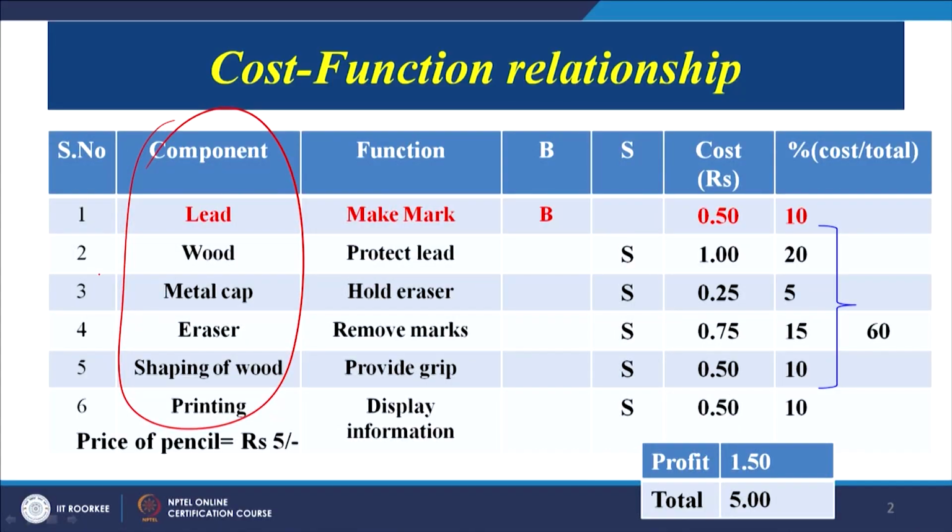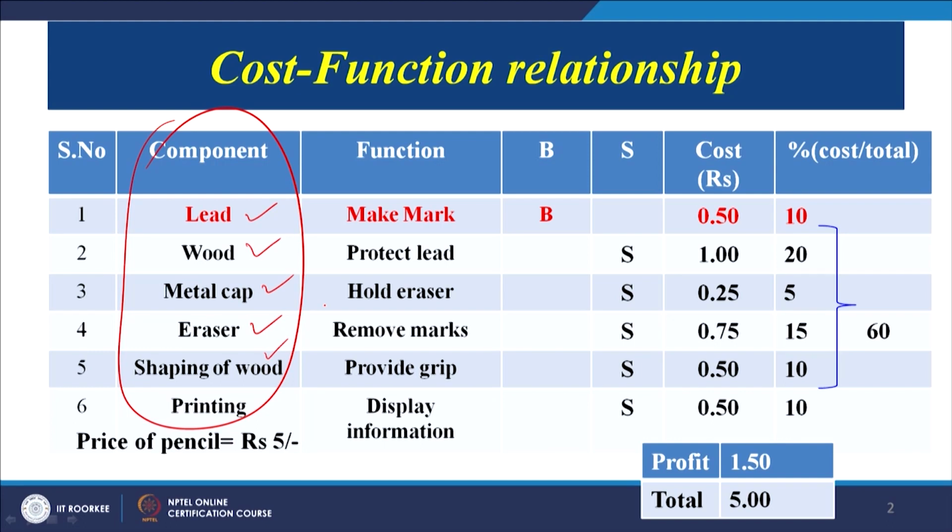Now, let us quickly see one example. We have already taken the example of a pencil which each one of us is using. So, we can see that these are the components of the pencil or the cost components. There is lead, then we have wood or protective coating, we have a metal cap, we are assuming a pencil with an eraser at the end, and shaping of the wood for giving it a smooth finish or giving it a proper grip.